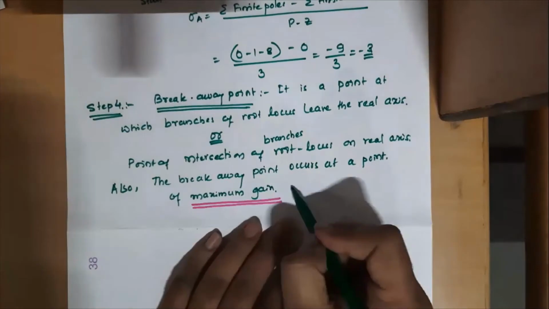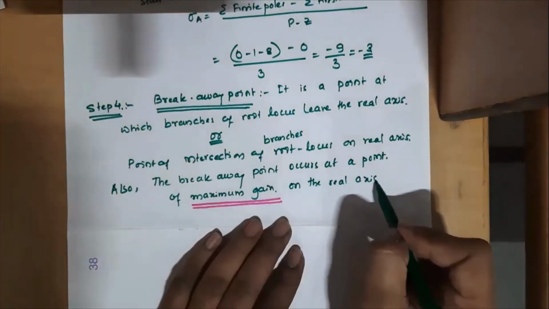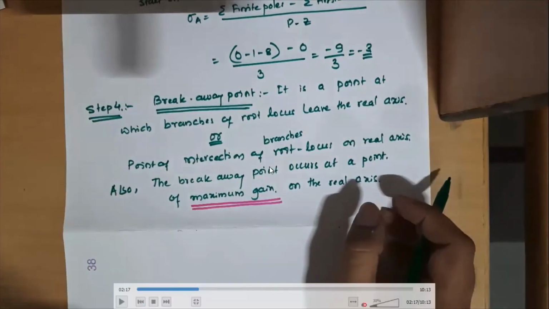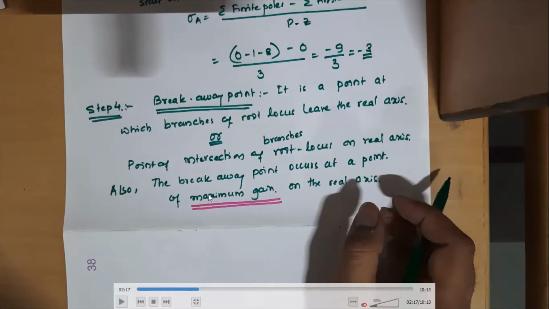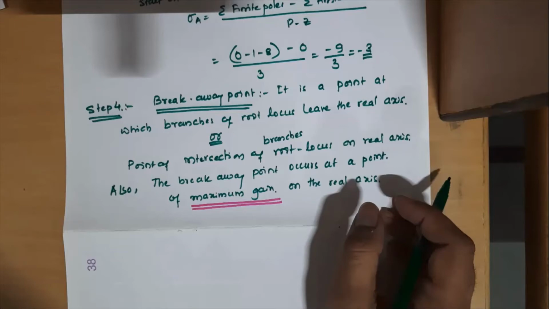Just hold on for a minute. This sounds a little different, so let me read out the sentence again. The breakaway point is the point at which branches of the root locus leave the real axis. I'll give an example and show that. Understand or remember only the terminology, that's sufficient. And the other thing is that breakaway occurs at a maximum gain on the real axis. That also we will understand. The thing here is that breakaway is where the root locus branches break away on the real axis.